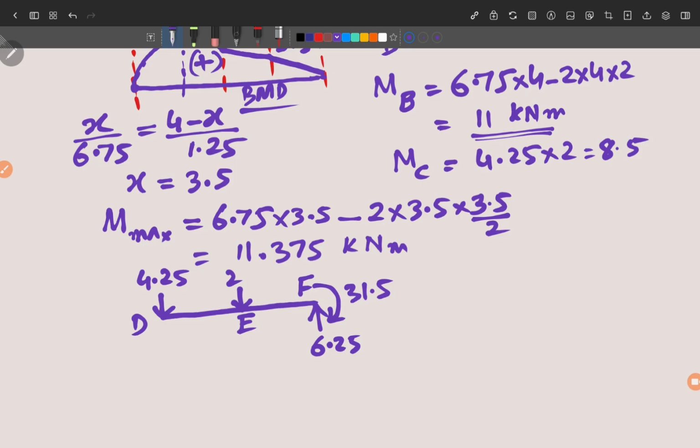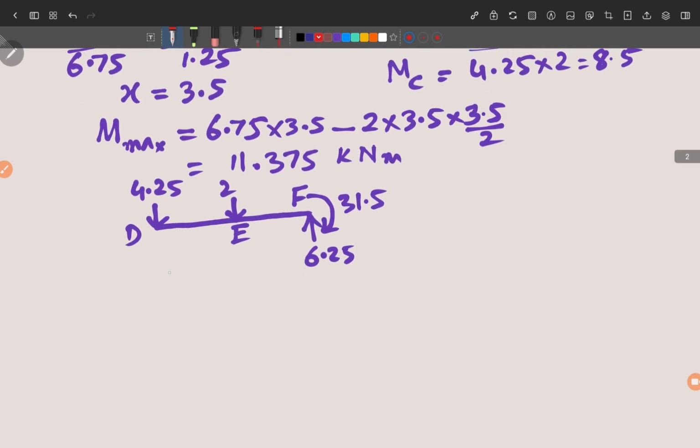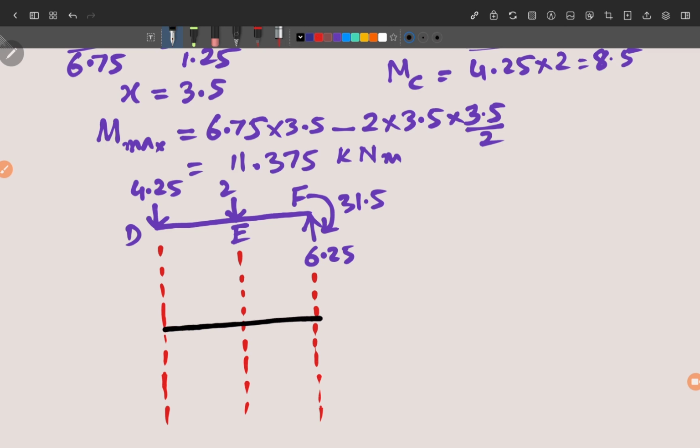So we'll draw the reference lines here also in a similar way, and you know very well that this is just like a cantilever with point loads. So we can quickly draw this diagram here. Okay, this is the reference line. Then shear force in a similar way, 4.25 at D, so it will be downward. Then it will be constant up to E. There is no load from D to E, so it will remain constant.